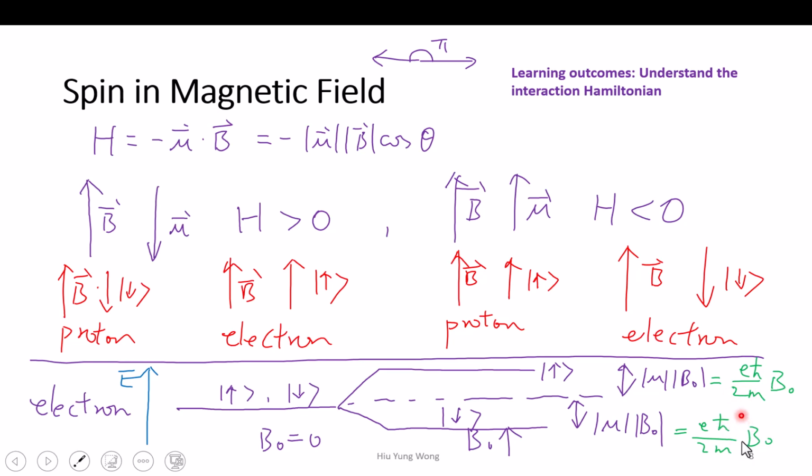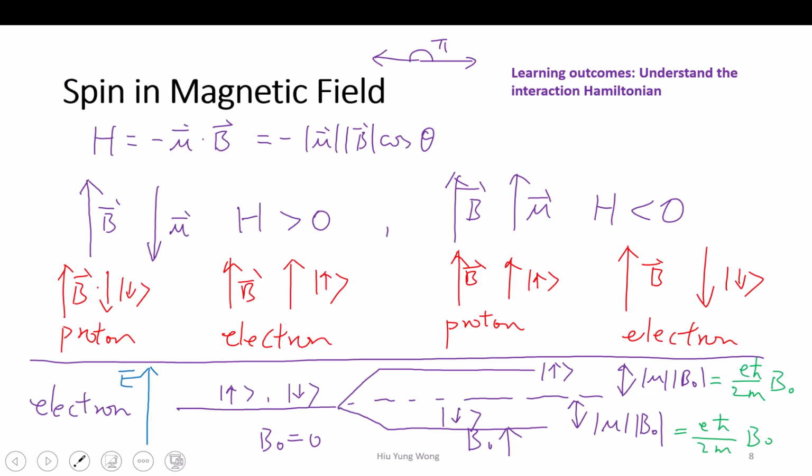We'll use this later. But basically, what is the total energy difference now? It's E h bar divided by m times B, because each of them is divided by 2, and you add them together. That is E h bar B0 divided by m. Okay, maybe a little bit messy, right? But the important thing is the spin will change the total energy of your system. Whether it's spin up or spin down, it will determine whether your system's energy will increase or decrease.